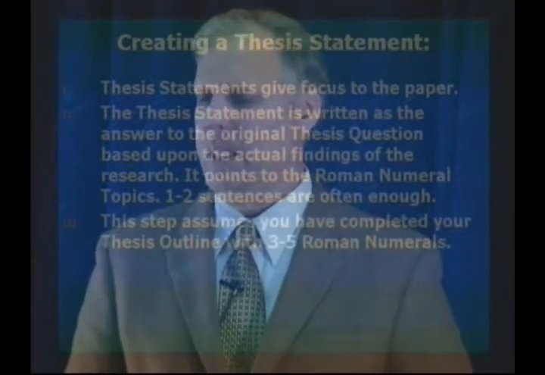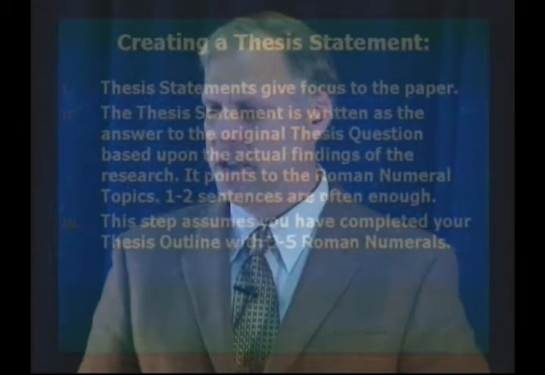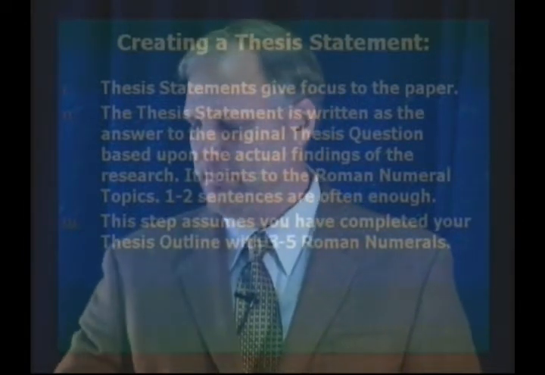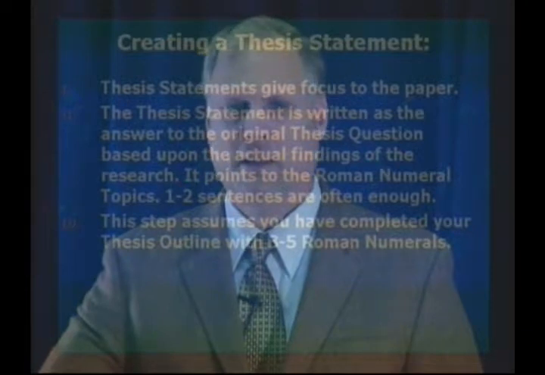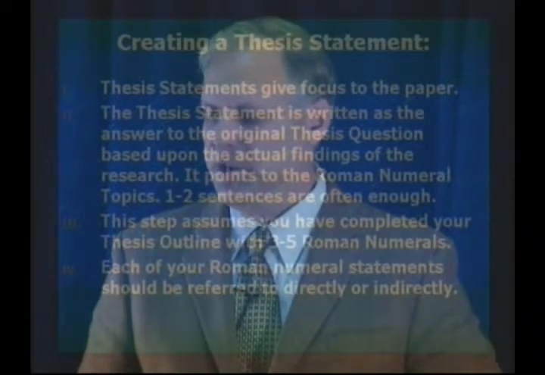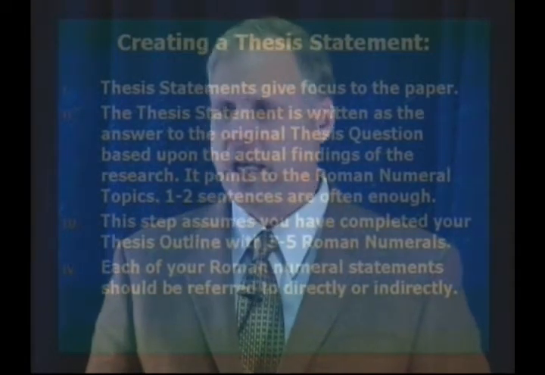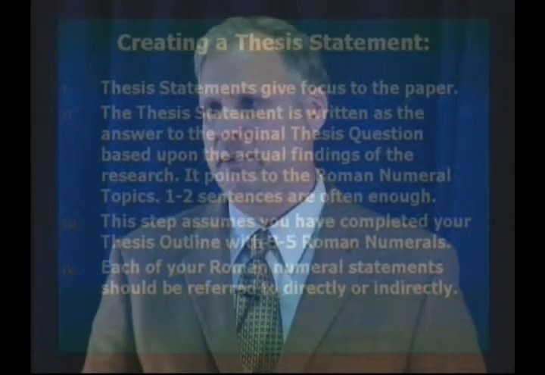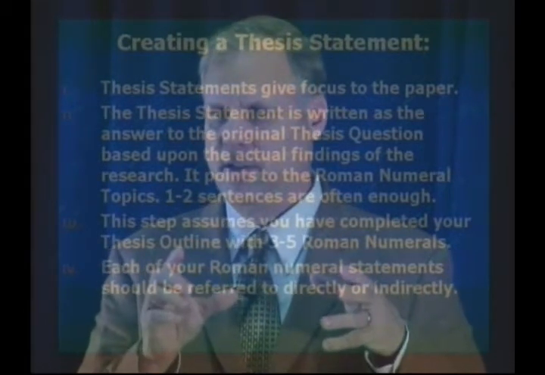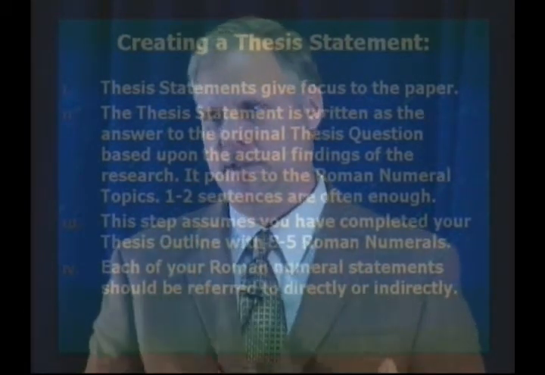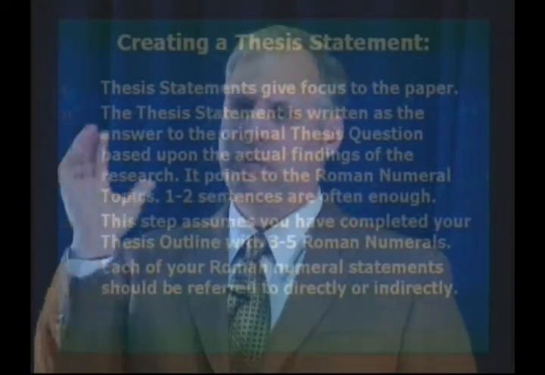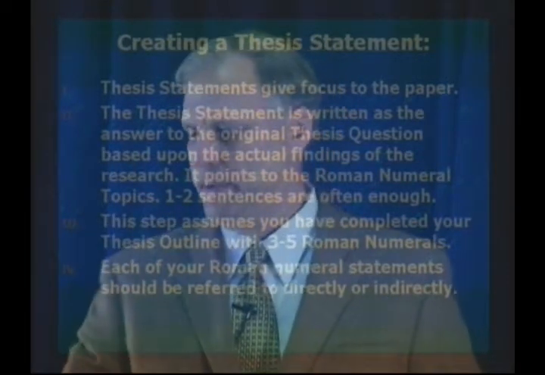Point 3, creating a thesis statement. This step assumes that you have completed your thesis outline with 3 to 5 Roman numerals. And again, I already made that mention earlier, but do not try to write your thesis statement unless you've done your thesis outline. Point 4, each of your Roman numeral statements should be referred to directly or indirectly in the thesis statement. If you have 3 Roman numerals, I should be able to identify a tangible phrase that is directly or indirectly related to those thesis points, okay? It's absolutely essential because that's what a thesis statement does. It sets you up for the primary structure and flow of your paper.